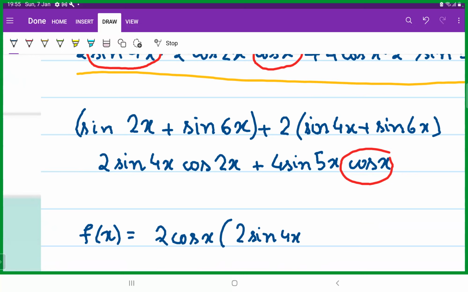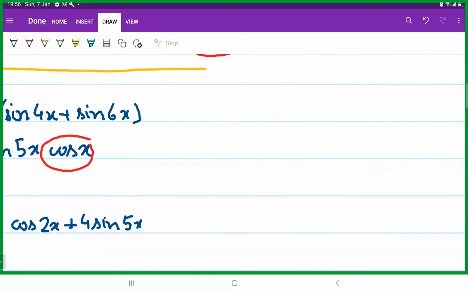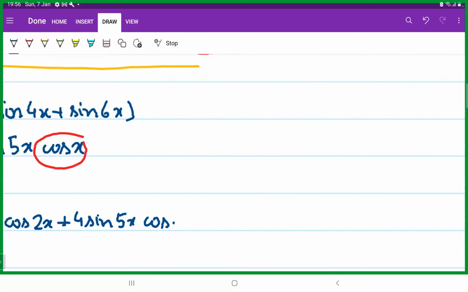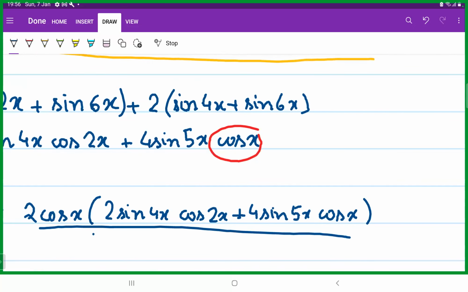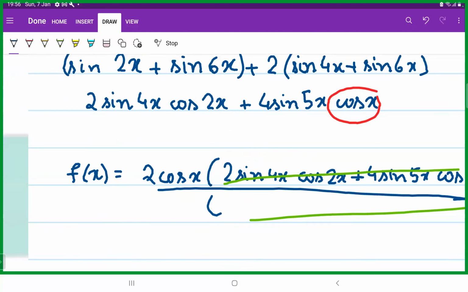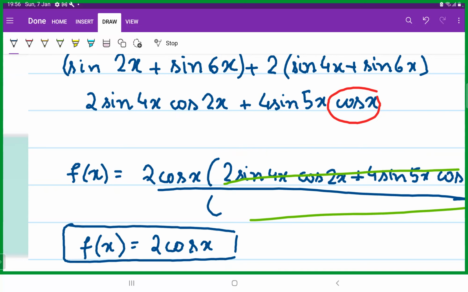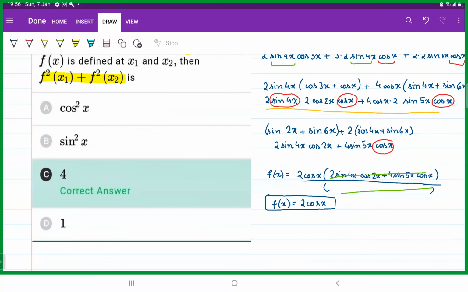So now we can write the function f(x) to be equal to 2 cos x times 2 sine 4x cos 2x plus 4 sine 5x multiplied by cos x, and in the denominator we have the same term. So this entire term and this entire term get cancelled out. So the function turns out to be a very simple one, 2 cos x. The main part of the question is almost done now.